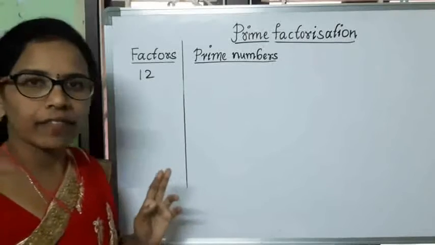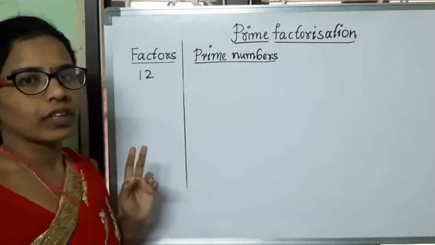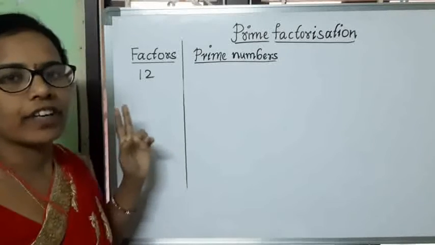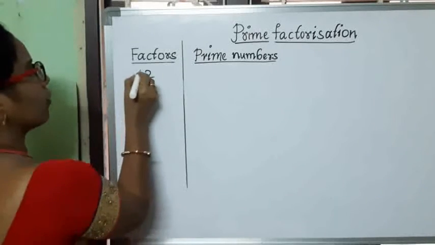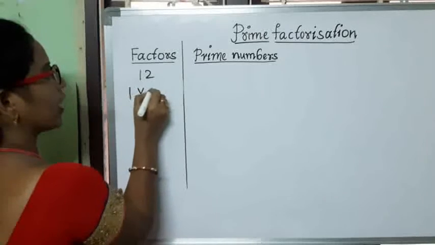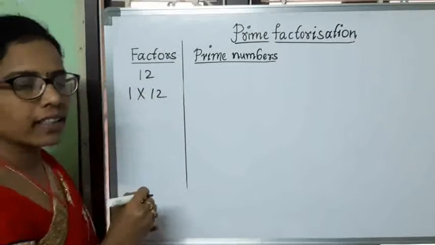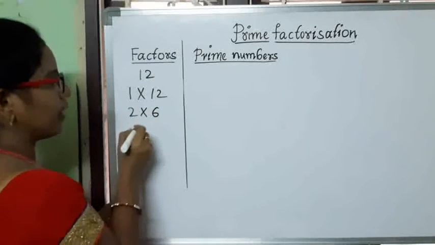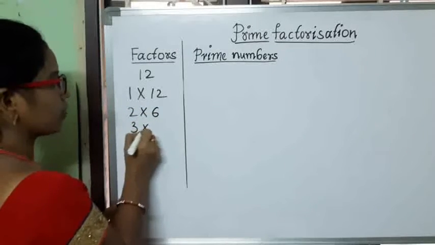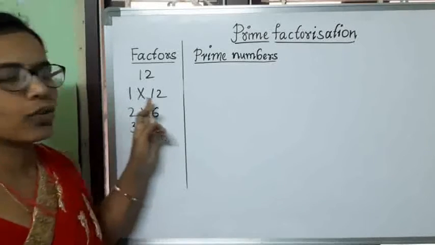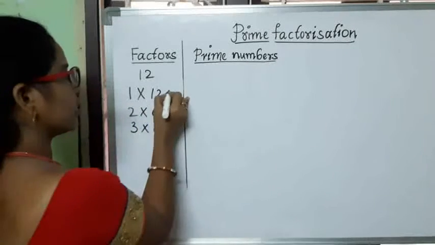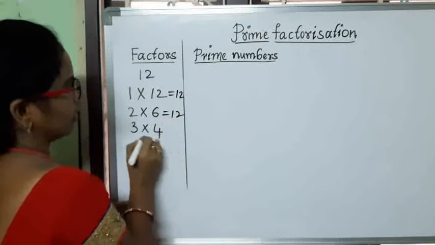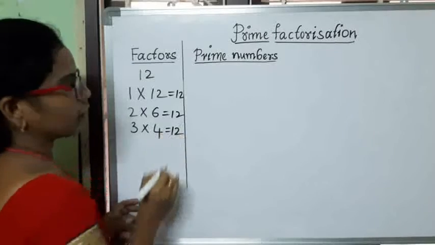To get the factors of 12, I'm going to represent 12 in different ways. First, 12 can be written as the product of 1 and 12, and also as the product of 2 and 6, and also as the product of 3 and 4. Here 1 and 12 are multiplied to get 12. Here 2 and 6 are multiplied to get 12. And here 3 and 4 are multiplied to get 12.